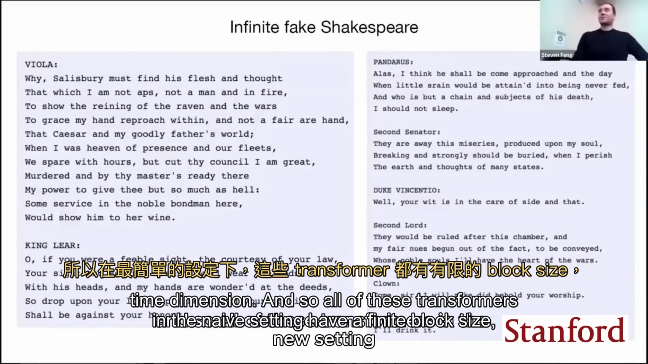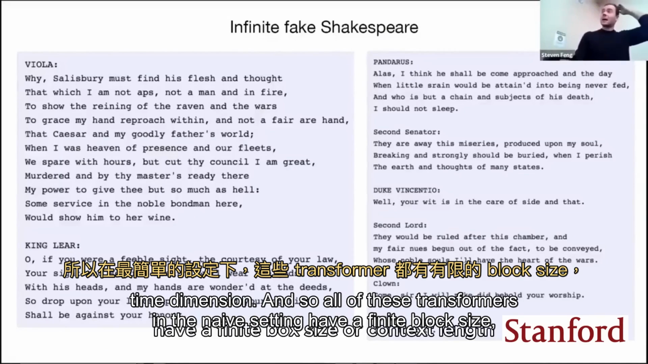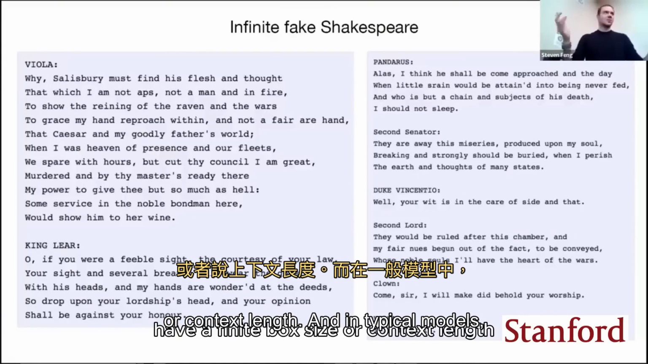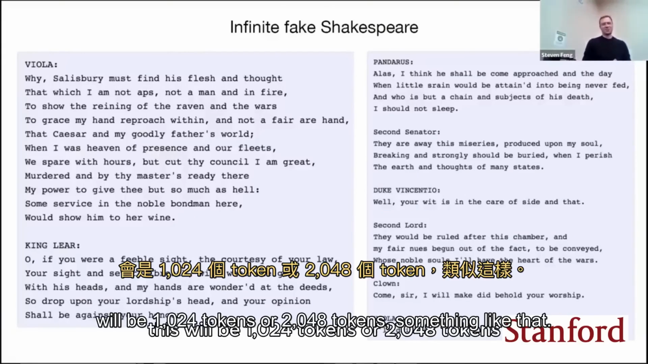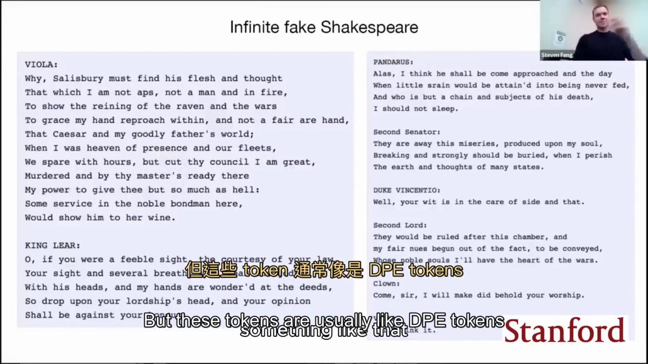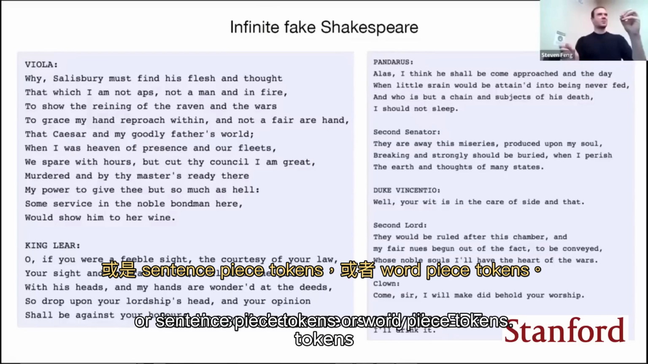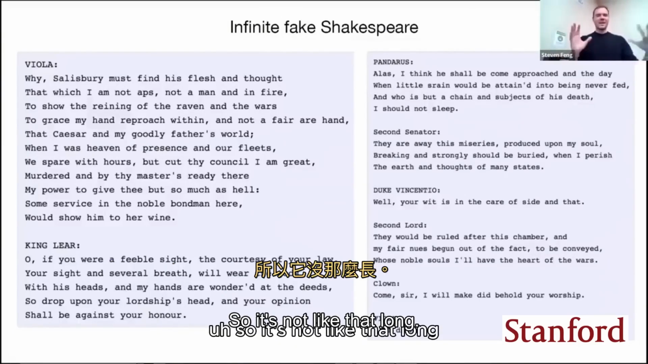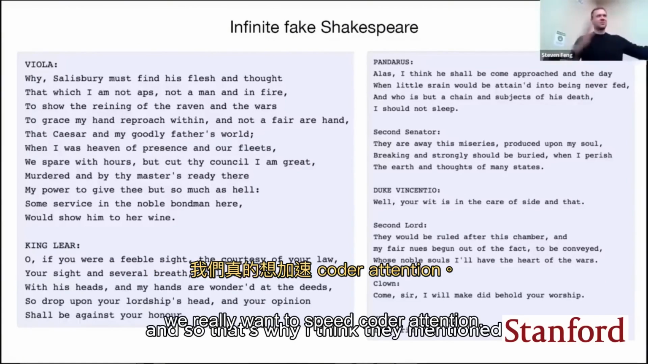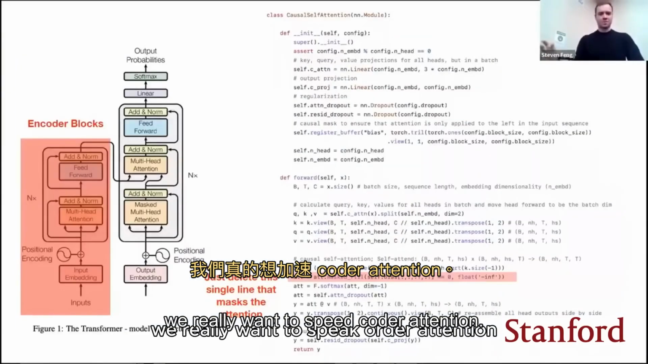And so all of these transformers in the naive setting have a finite block size or context length. And in typical models, this will be 1024 tokens or 2048 tokens, something like that. But these tokens are usually like BPE tokens or sentence piece tokens or word piece tokens. There's many different encodings. So it's not like that long. And so that's why I think they mentioned we really want a decoder attention.